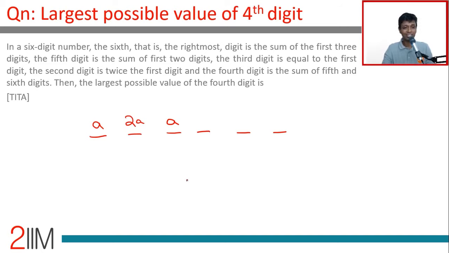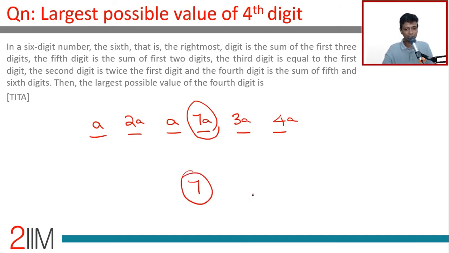Now let's come back to this. The 6th digit is the sum of the first 3 digits, so the 6th digit is 4A. The 5th digit is the sum of the first 2 digits. This is 3A. The 4th digit is the sum of the 5th and 6th digits, 7A. Then the largest possible value of the 4th digit is 7.